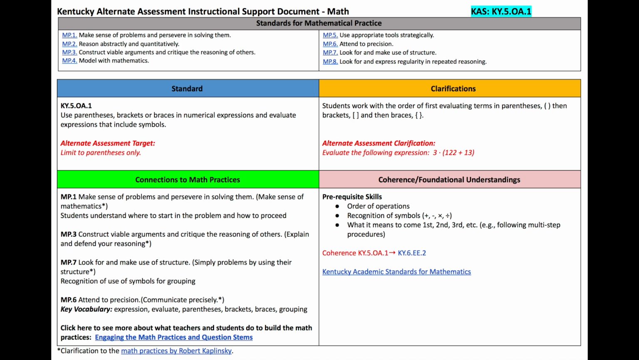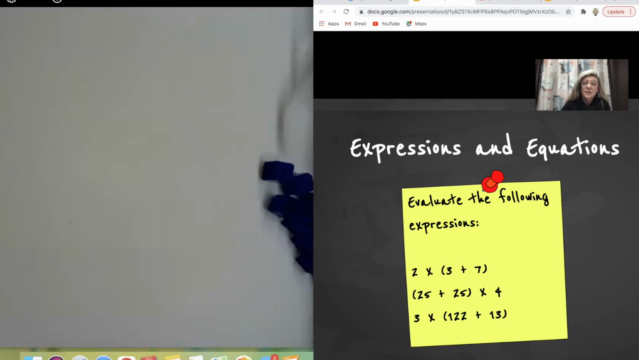It says use parentheses, brackets, or braces in numerical expressions and evaluate expressions that include symbols. Okay, so with our kiddos, our limit is to just use parentheses within problems. So they're going to need to understand order of operations, the PEMDAS, those things. That's what I was talking about with the anchor chart. So let's look at our situations. I've got a few of them on here for you.